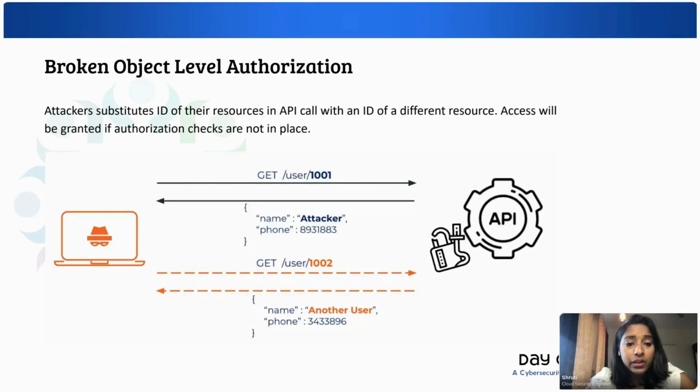The first is broken object level authorization. So we have discussed authorization. Attackers substitute the ID of their resources in an API call with an ID of another user's resource, which is very dangerous again.